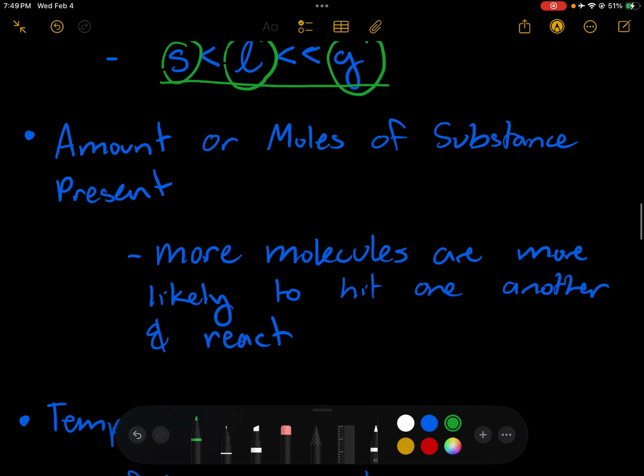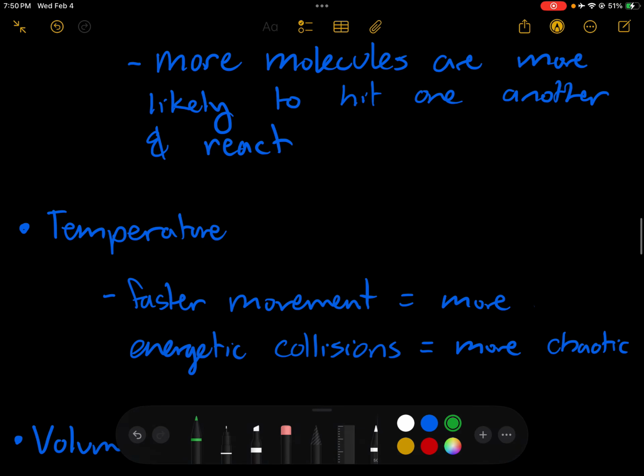Chaos or entropy also increases when you increase the amount of moles or molecules of substance present. So the more molecules you have, the more chaotic a sample is. And the reason for that is because the more molecules there are, the more likely they are to hit one another and cause a reaction. So just like when you have more molecules, you are increasing your likelihood of reacting and you're speeding up your reaction, you're also increasing the amount of chaos that is present.